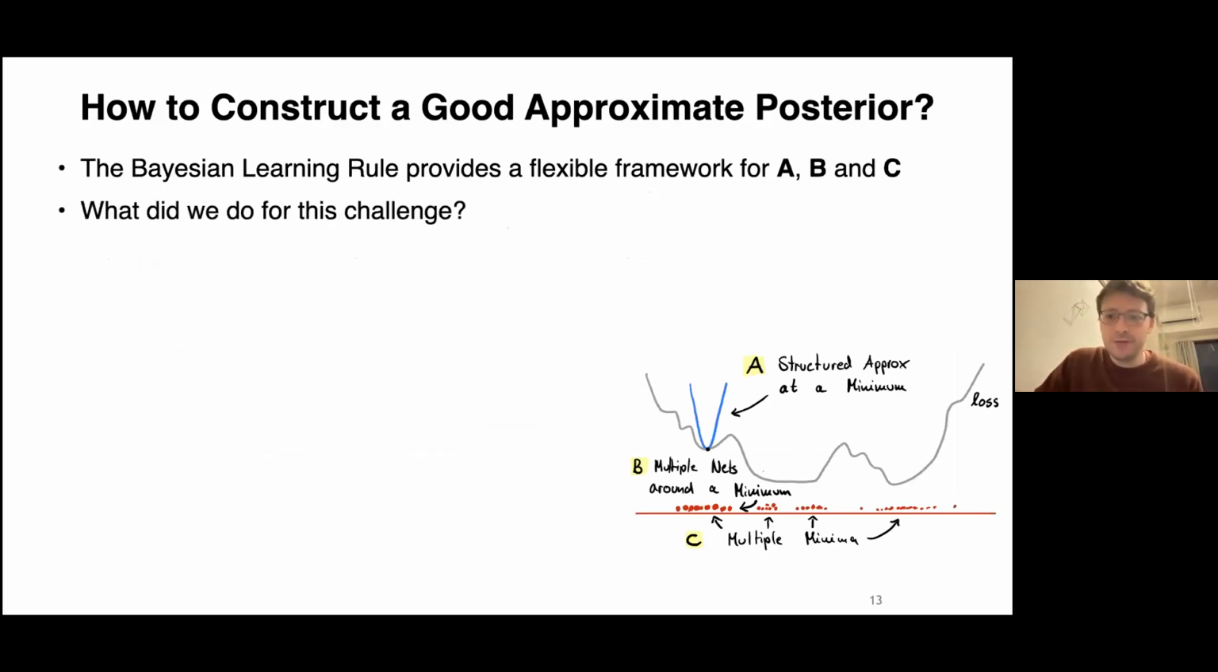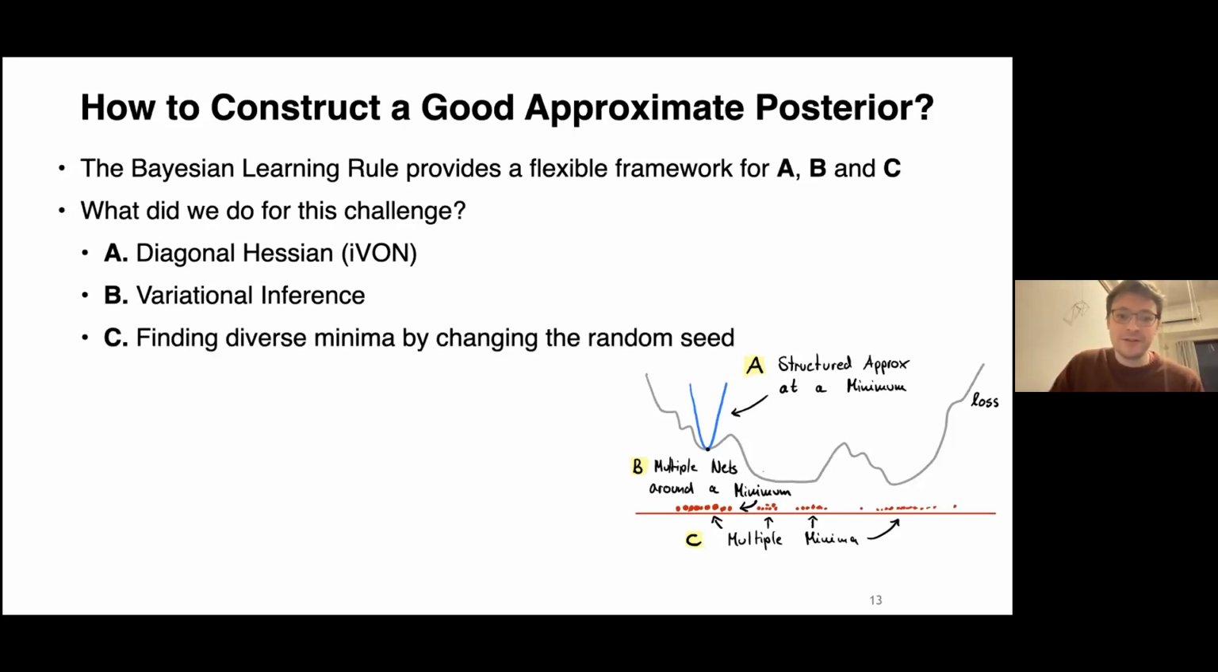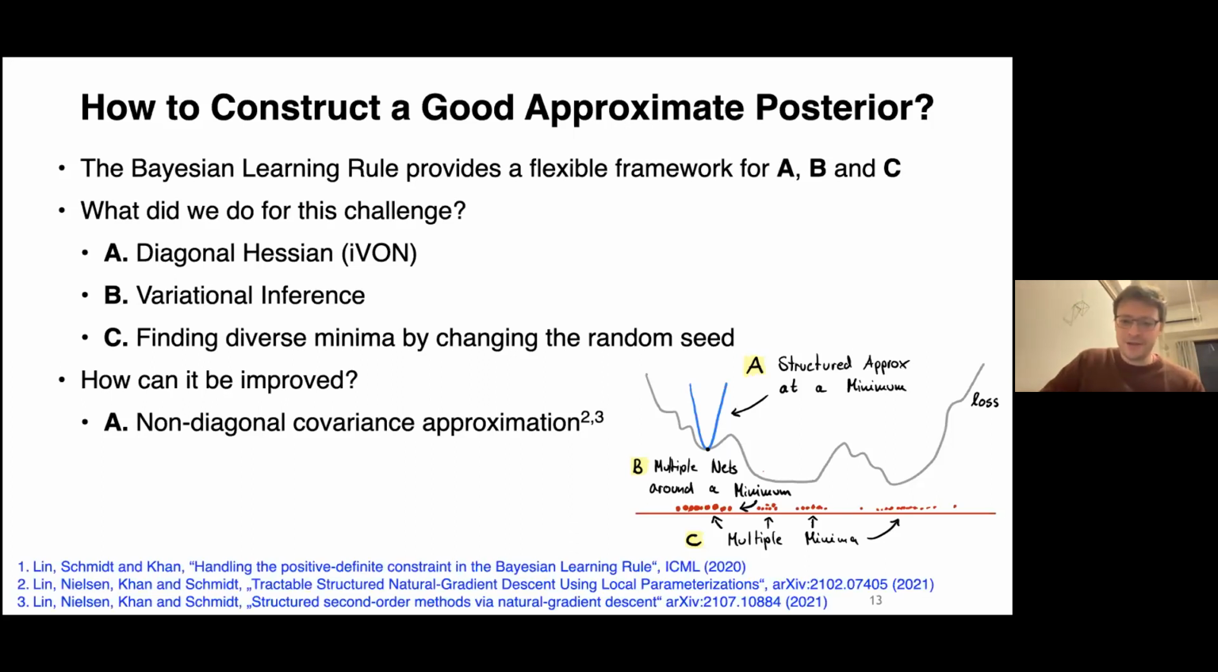So what did we actually do in this challenge? For A, we looked at the diagonal Hessian approximation. For B, to explore around the minimum, we used variational inference. And for C, we found the diverse minima simply by changing the random seed. And of course, all of these points can be greatly improved. And for A, one can consider non-diagonal covariance approximations, which have been recently proposed by members of our group. And for C, there are smarter ways to explore the diverse minima than simply changing the random seed.